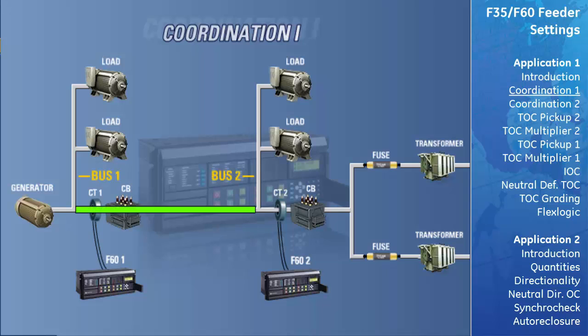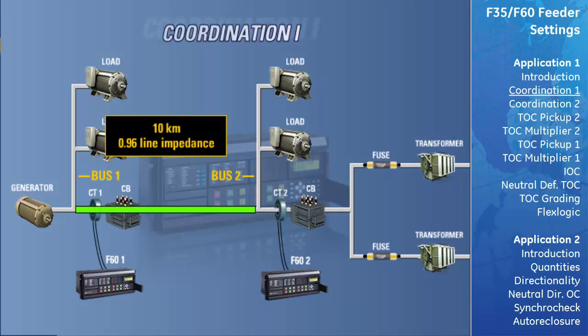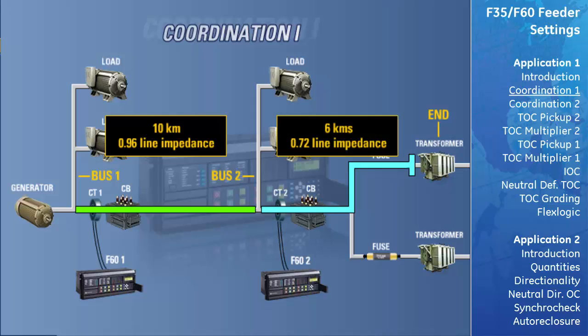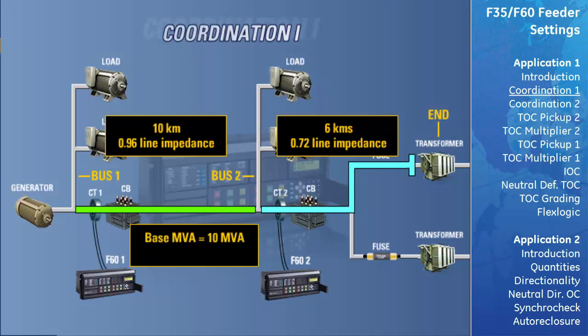The line between bus 1 and bus 2 is 10 kilometers in length and has a line impedance of 0.96 ohms. The line from bus 2 to the end is 6 kilometers and has a line impedance of 0.72 ohms. The protection engineer then converts this radial distribution system data into per unit with the following base values. Base MVA equals 10 MVA, and base kilovolts equal 11 kilovolts.